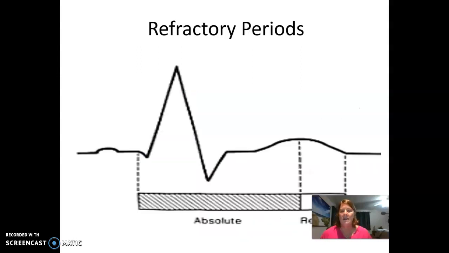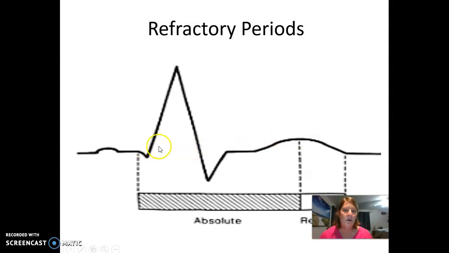So refractory time is that QT interval. How long is it taking everything to depolarize, contract, and get back to rest? But within this refractory time, you have what we call an absolute refractory time and a relative refractory time. Absolute refractory time is from the beginning of the QRS to mid-T wave. So from the beginning of the QRS to mid-T, absolutely your heart cannot accept another impulse.